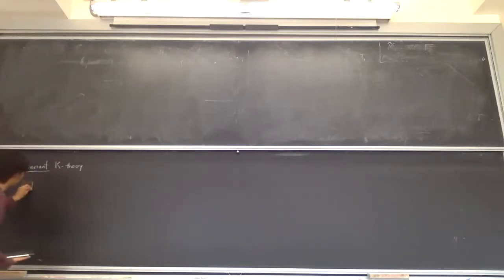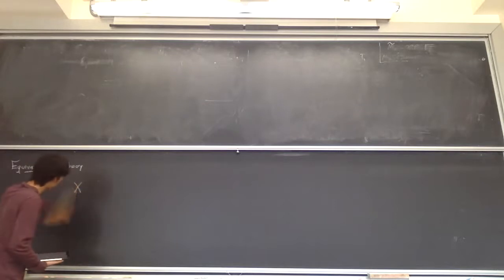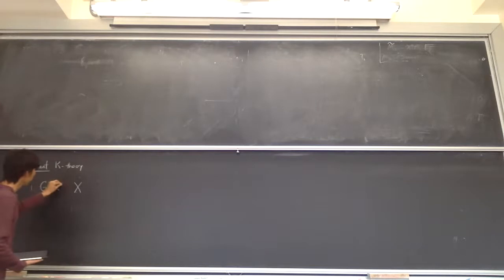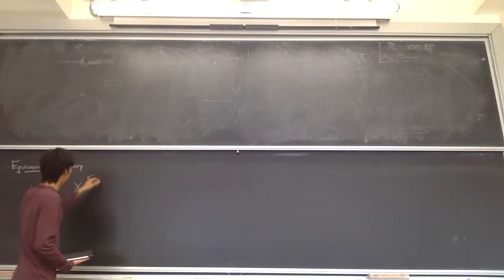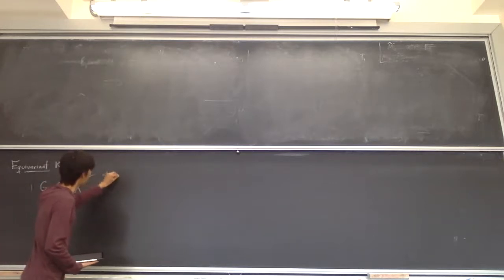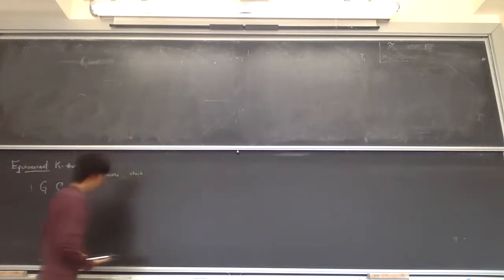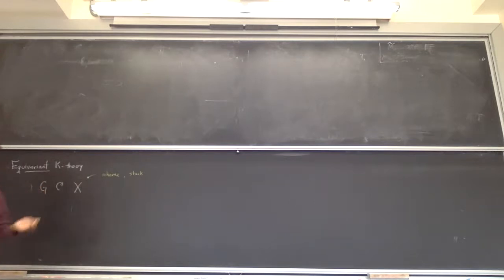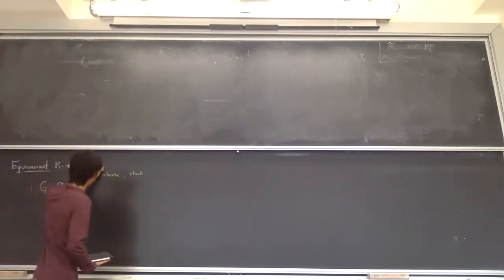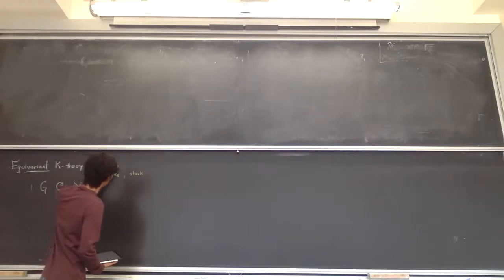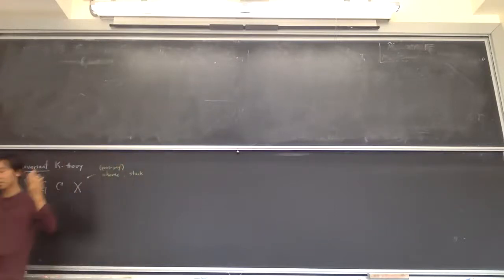So anyways, equivariant K-theory. We have a space X and some group G acting on it. For us, X will generally be some scheme, maybe later on some stack. For the algebraic geometers here, we're going to assume it's quasi-projective. It's not really that important, but it's maybe psychologically important. And G will be some reductive group. Okay, so that's the setting.